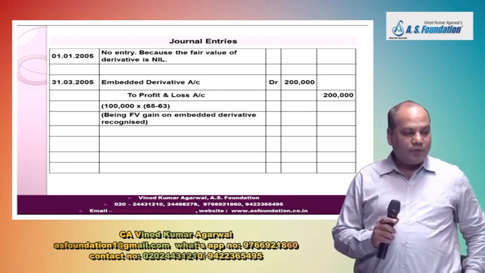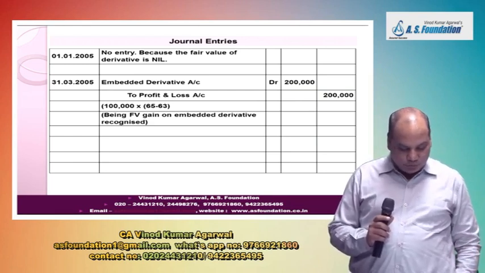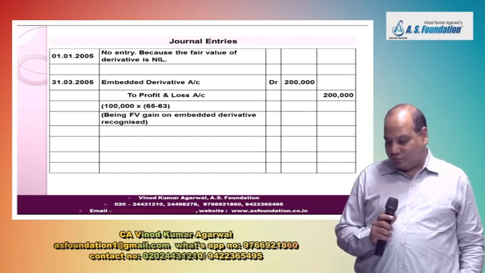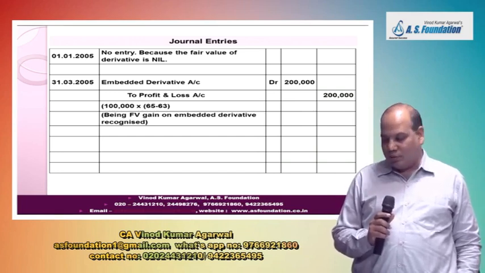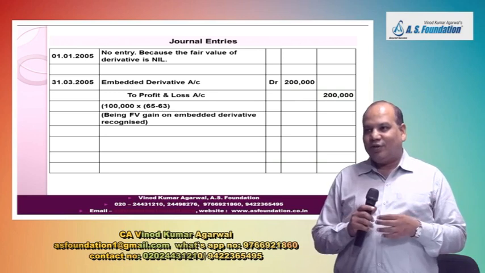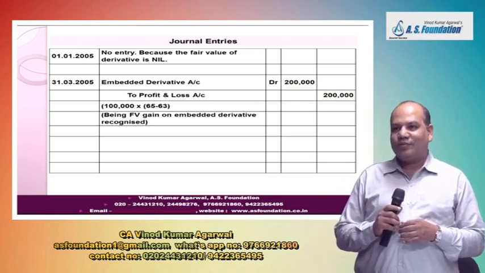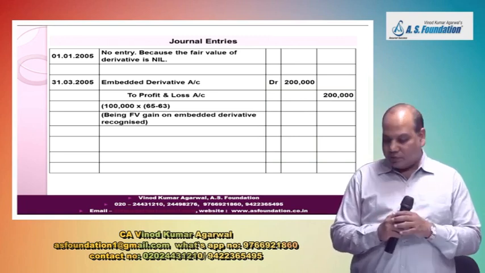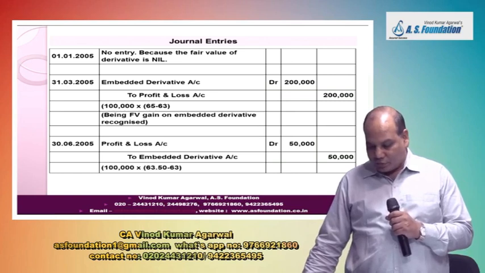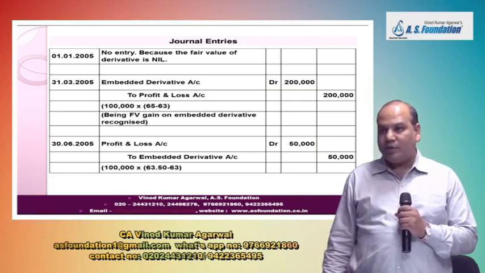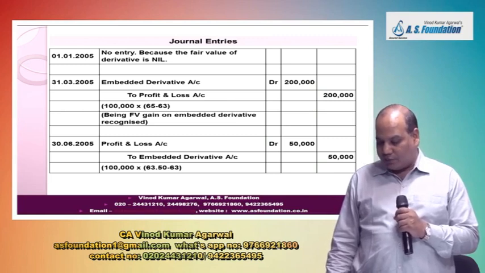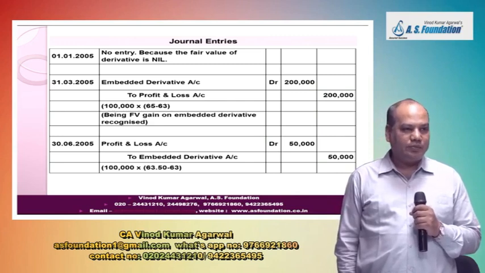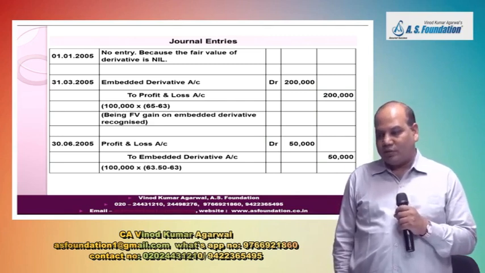Now come to the date of execution, 30th June. What is the rate of exchange on 30th June? 63.5. Oh, the rate has gone up. Gain or loss? Loss of 50 paise into 1 lakh dollar. Reverse the entry by 50,000 rupees. 30th June 2005, P&L account debit 50,000 to embedded derivative 50,000. So you are recognizing the change in fair value of the derivative, which is embedded in this contract.